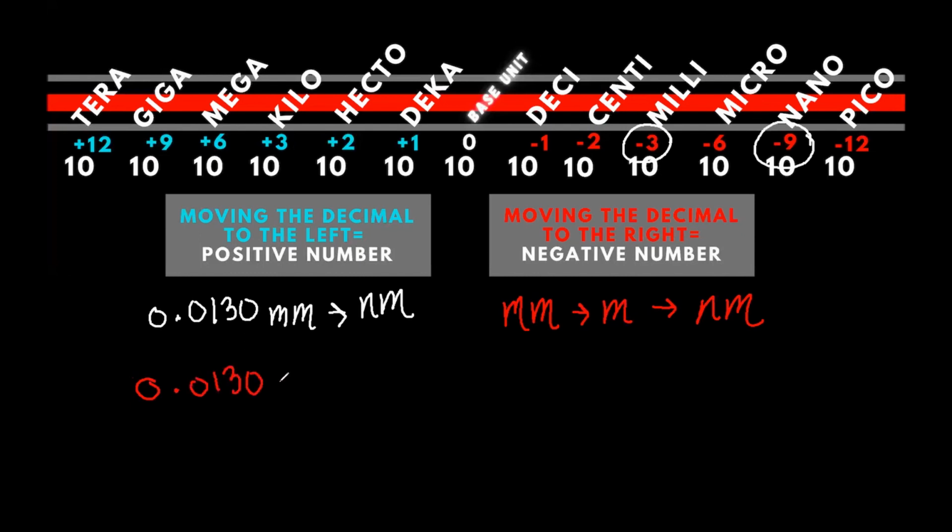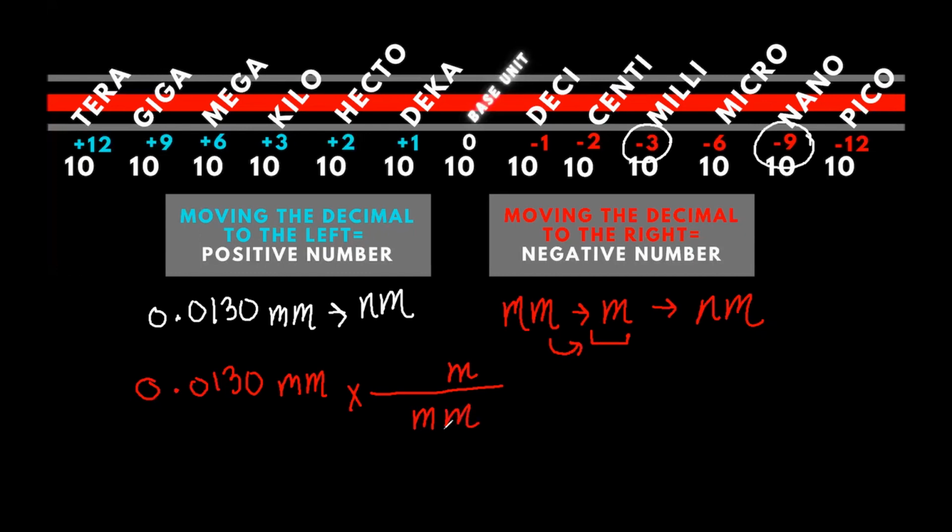So we're starting out with 0.0130 millimeters. Whatever I want is going to go on the top. I want meters, right? Because I'm trying to go from millimeters to meters. So what I want goes at the top. What I'm trying to get rid of goes at the bottom. I'm trying to get rid of these millimeters because we're trying to move forward.